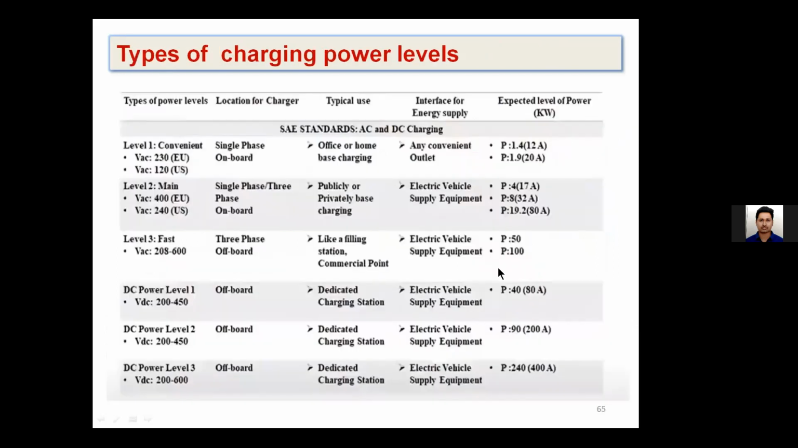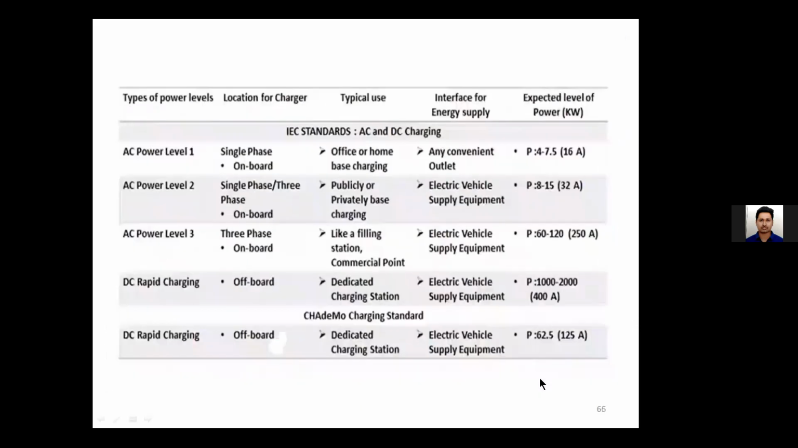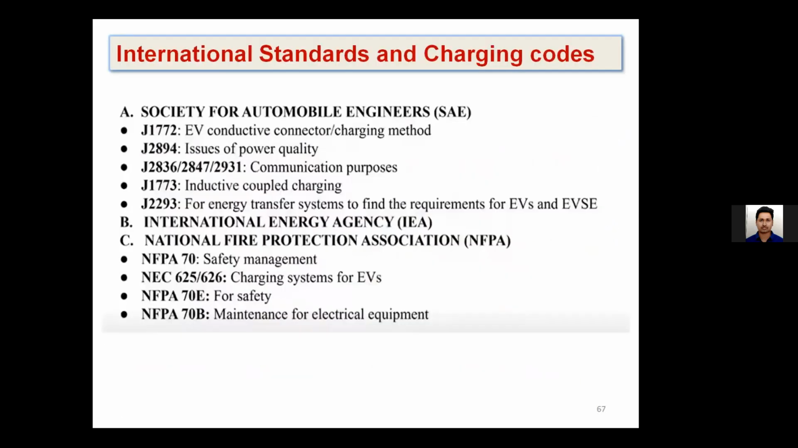So let us see the different power electronic things. Before going to that, these are the typical types of charging power levels. We can use AC charging or DC charging, depending. So here you can see the DC charging where 200 to 450 volts, and this is the power level and voltage levels which can be utilized, and DC rapid charging. These are the different power levels. So we have some standards, international standards that need to be followed with respect to the EV applications. These are the different things.